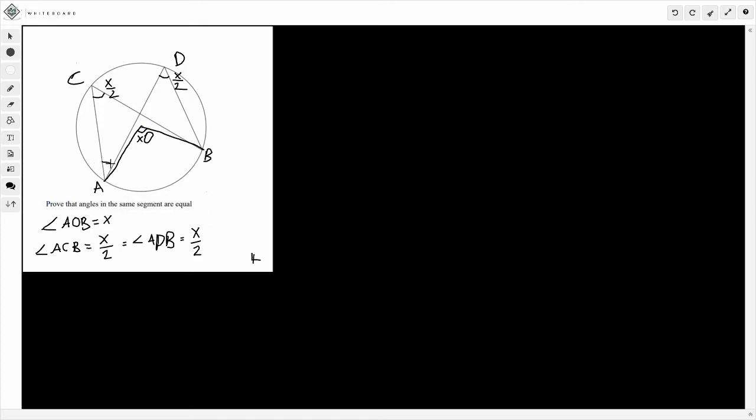And you could also prove it using these two angles here as well. So I hope that's okay. It's one of the quickest proofs for the circle theorems.